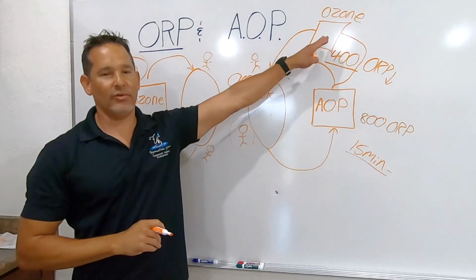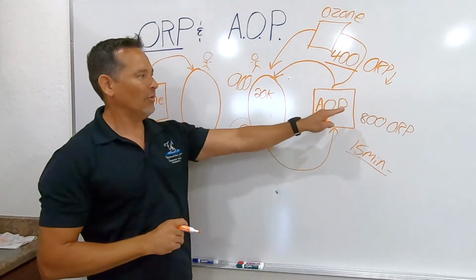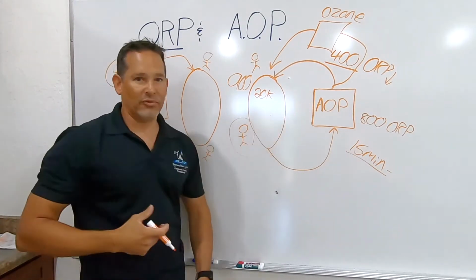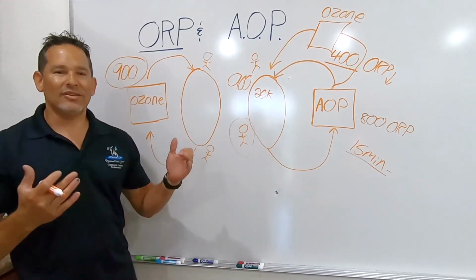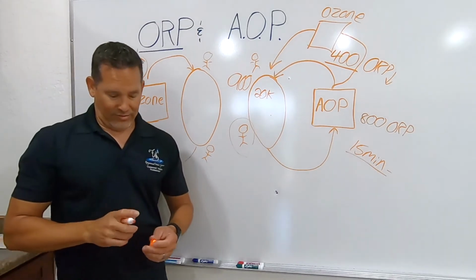Because this is actually going to leave me with a residual left in the water, whereas this is not. So those of you that struggle with AOP, don't understand why you're using so much chlorine and stuff, that's the reason why, is because it's driving that chlorine level down. Now here's the other kicker to this.